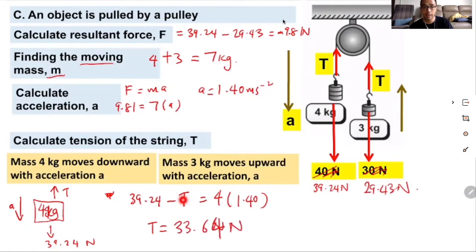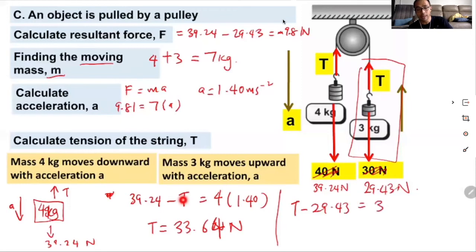33.64 newtons. If you do the same thing with the right hand side, this will be T minus 29.43 equals 3 times 1.40. So you'll get 3 times 1.4 plus 29.43, about the same, 33.63 newtons. So this is how to answer a question that involves a pulley. You have to combine the masses to find the acceleration. Then after that, you separate them to calculate the tension. Actually, you only need to do one side.